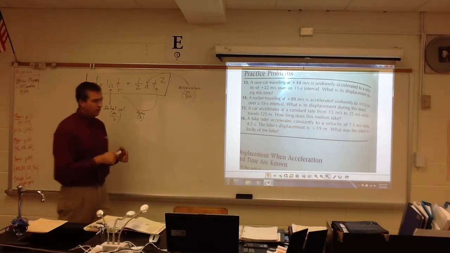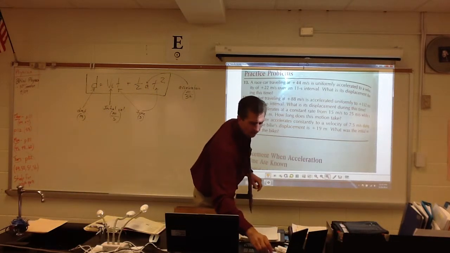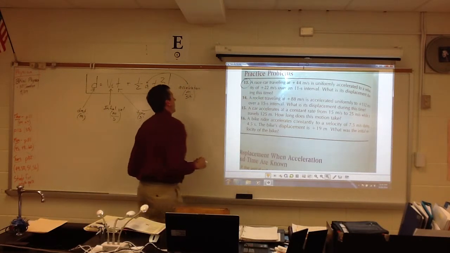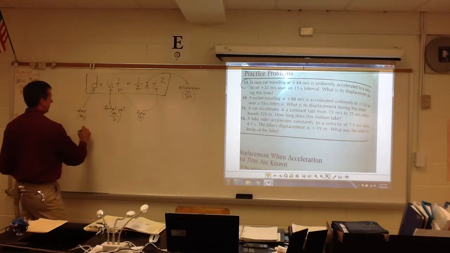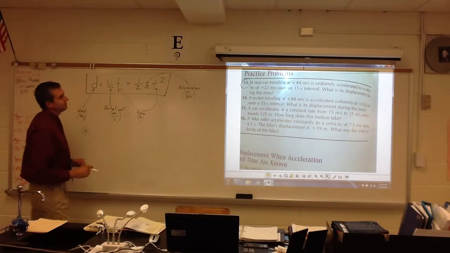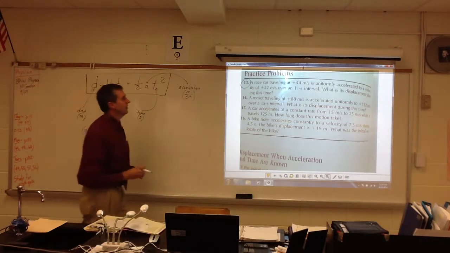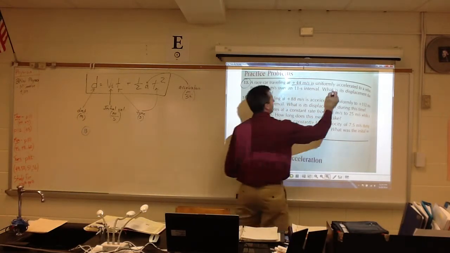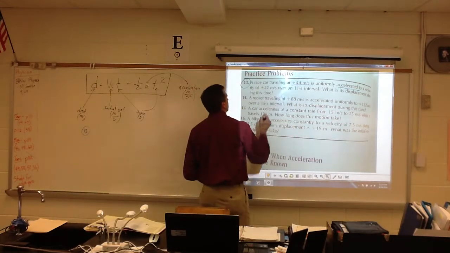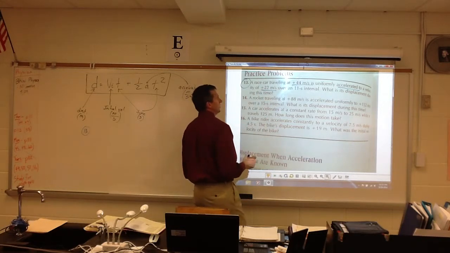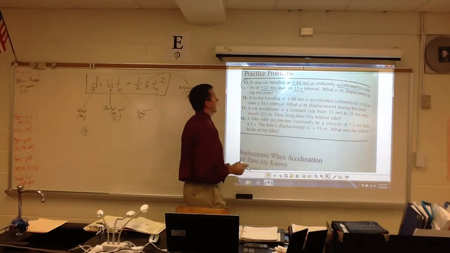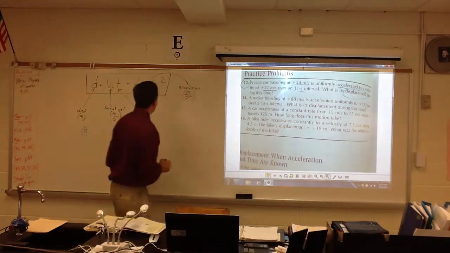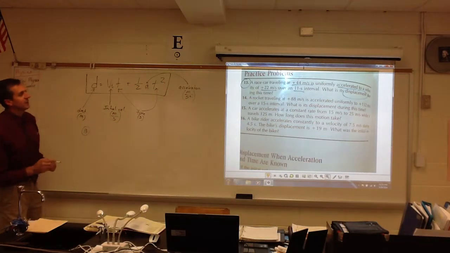So I want to walk you through two examples here today. The first one is out of this book, number 13. It says a race car is traveling at 44 meters per second. It's accelerated to a velocity of 22, and it takes 11 seconds. What is the displacement? Okay, so first of all, I always pick out my givens.